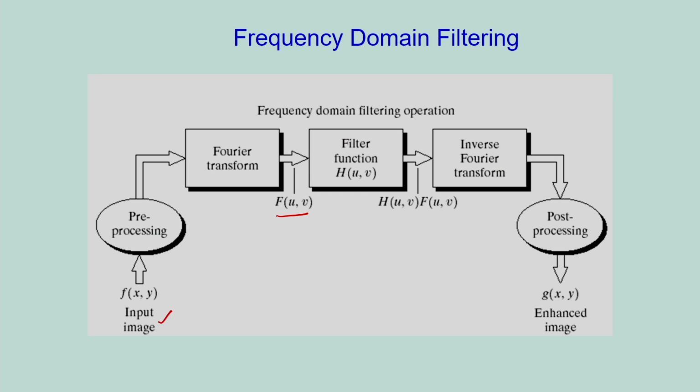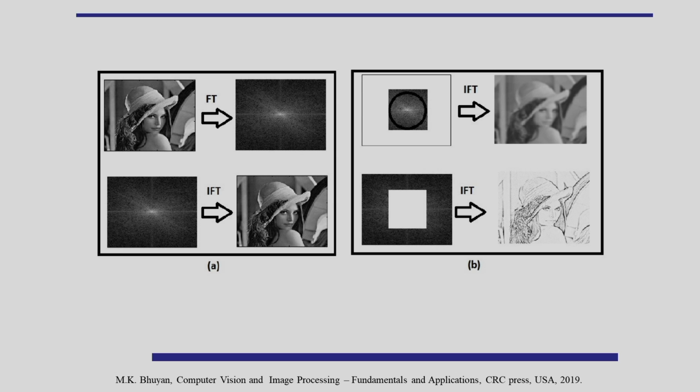The filter function H(u,v) is multiplied with the image, that is F(u,v). F(u,v) is the Fourier transform of the image, that is multiplied with the filter function. After this, I am taking the inverse Fourier transformation to reconstruct the image after the processing. That means processing means the frequency domain filtering, and in the post processing again I have to multiply this by minus 1 to the power u plus v. So, I will be getting the output image. The output image is g(x,y), that is the enhanced image.